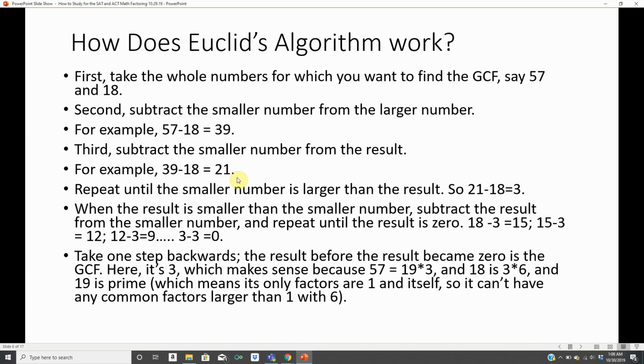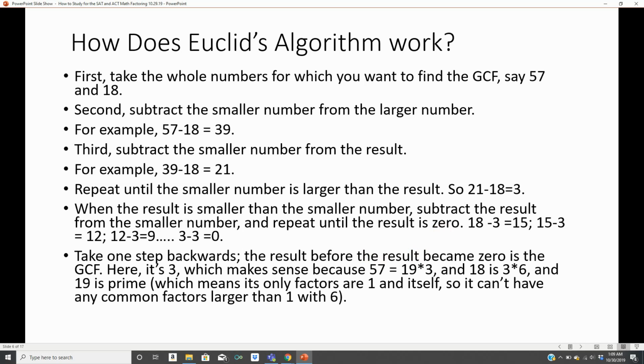And you just keep repeating that until the smaller number is larger than the result. So 21 minus 18 is 3. And then you say, oh, okay, well, the result is smaller than the smaller number. Then you're going to subtract the result from the smaller number and keep repeating till the result is 0. So in our example here, it'd be 18 minus 3 is 15. 15 minus 3 is 12. 12 minus 3 is 9. So you can see we're just subtracting 3 from a multiple of 3. So you should be able to figure out that the last one's going to be 3 minus 3 equals 0.